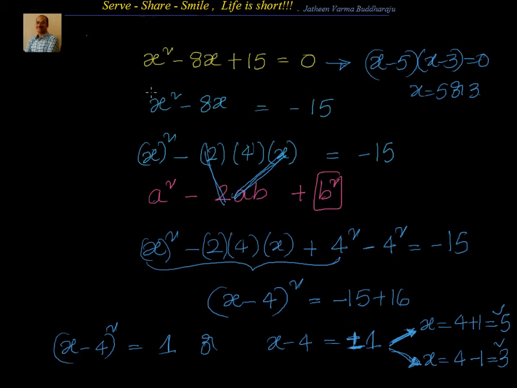So this method of taking a square minus 2ab and padding up with b square and subtracting, so that you can convert the a square minus 2ab into a minus b whole square by adding the b square term, is called the completing the square method. Now let's try to understand this pictorially so that it will be very easy to understand. Then we will go through couple of examples.